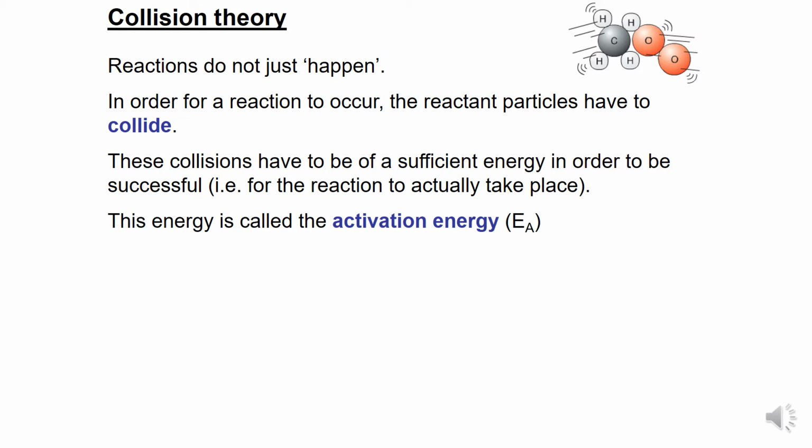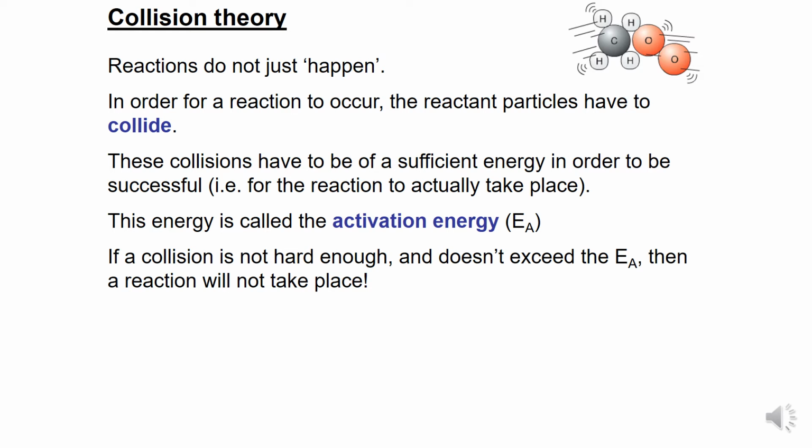Now, the energy that they need is called the activation energy, written as EA, capital E, subscript capital A. And if a collision isn't hard enough and doesn't exceed the activation energy, then a reaction won't take place. So I've got here just a little animation showing A and B colliding together with energy, forming a product.